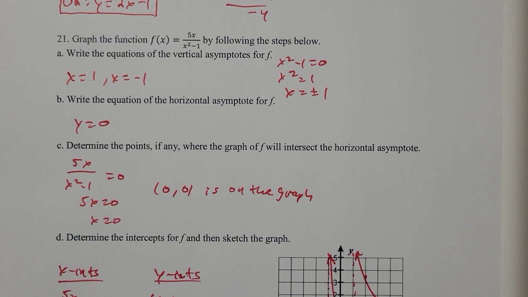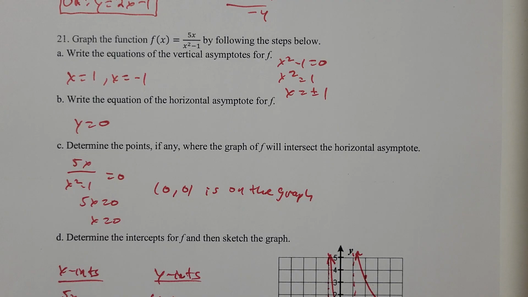All right, we'll plan to finish up the notes here in this video. We're on problem 21, and they want us to graph the function f of x equals 5x divided by x squared minus 1 by following the list of steps. Okay, so you're going to see a problem like this on the test and the quiz also.